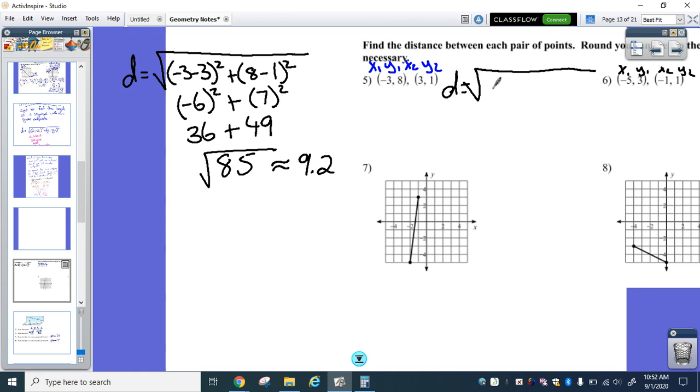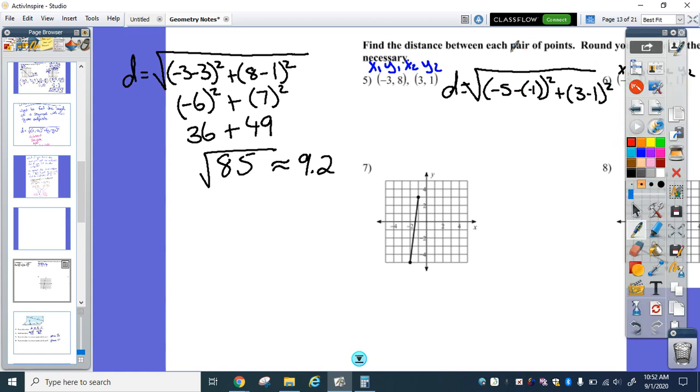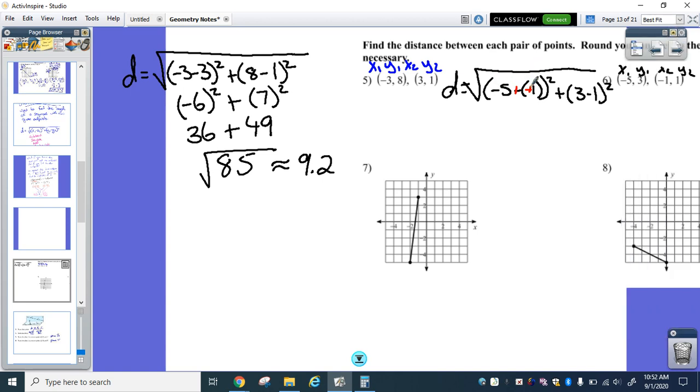So the distance here is going to equal the square root of -5 minus a -1, squared, plus 3 minus 1 squared. Well, we've got double negative signs in here, so don't forget when you get double negative signs, this actually turns into pluses. So now we actually are looking at -5 plus 1. Well, -5 plus 1 is -4 squared. Make sure that's a squared. And 3 minus 1 would give me 2 squared.